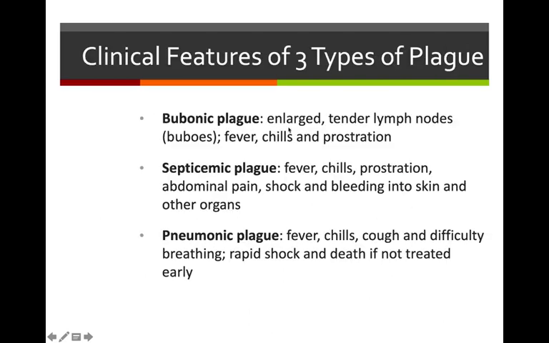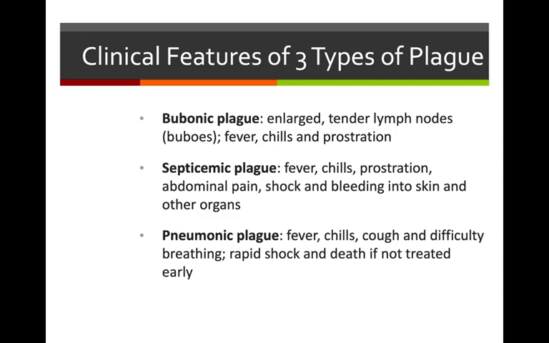So bubonic plague is characterized by enlarged and tender lymph nodes. We call them buboes. You can also have fever, chills, and neurologic complications that lead to what we call prostration, where basically you lay prostrate, you can't really move very well because of the infection.